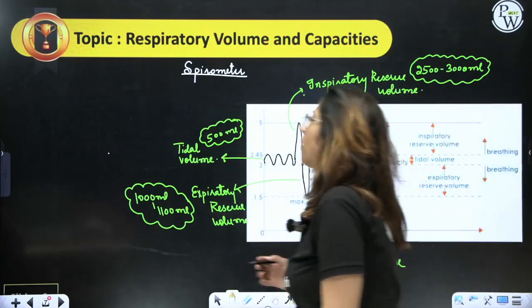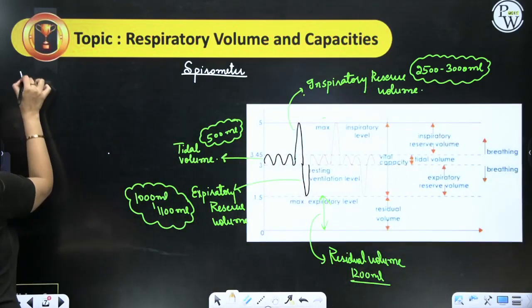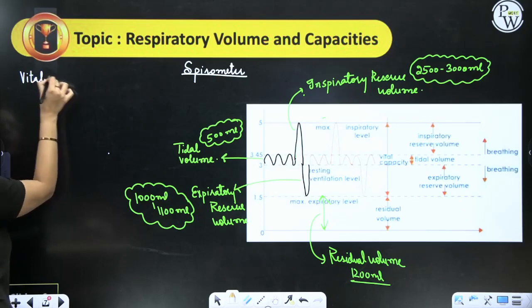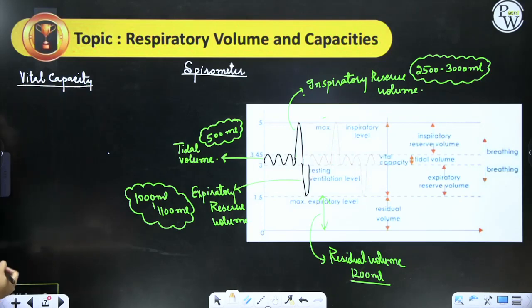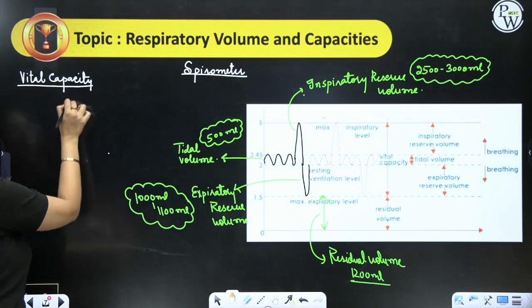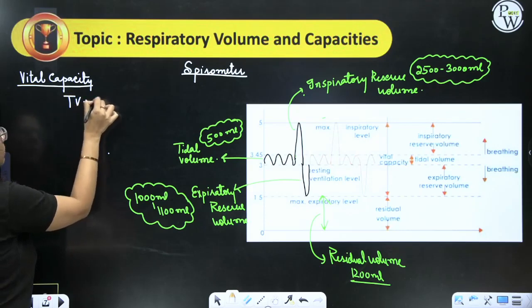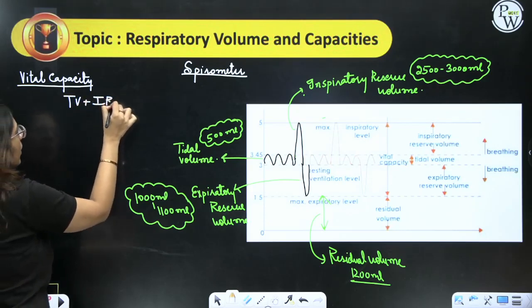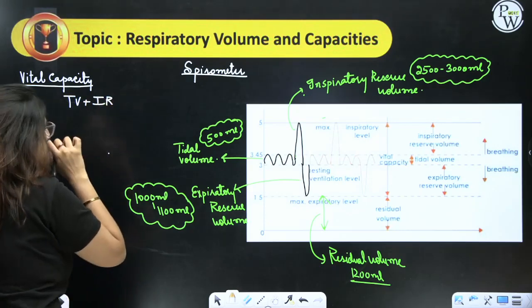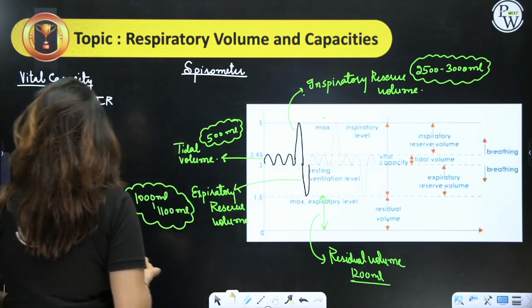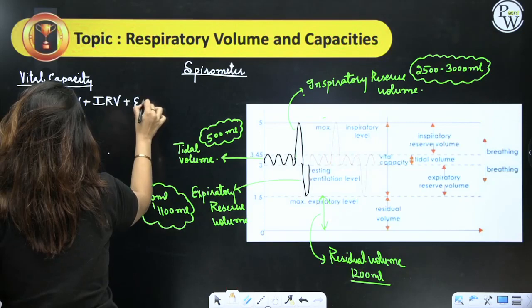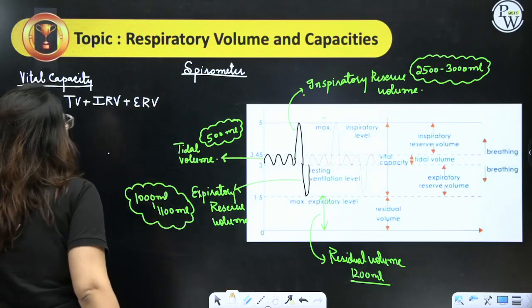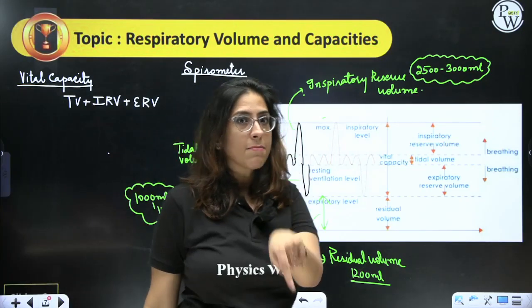Now let's talk about vital capacity. Vital capacity, very important. See, vital means it is important for our survival. What is that? Your tidal volume plus inspiratory reserve volume plus your expiratory reserve volume. Clear? Can you calculate this? I want your answer in the comment section.